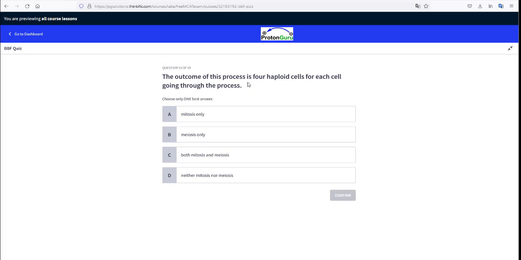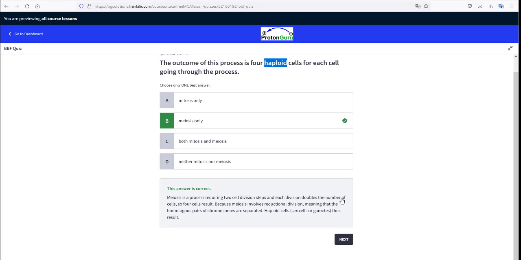Question 53. The outcome of this process is 4 haploid cells for each cell going through the process. So which process is this? Well, you're going to make 4 haploid cells. Only meiosis produces these 4 haploid cells. We could arrive at this conclusion from just memorization, or we could realize that meiosis requires 2 cell divisions. So you would get 4 cells for each one that you fed into that process. You might also recall that whereas meiosis produces haploid cells, mitosis produces diploid cells. So either way you came about it, you could get the correct answer.